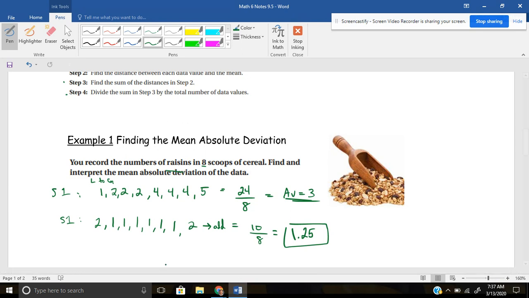So what does that mean? That means that the original data values differ from the mean, differ from my average, by an average of 1.25. And that would be 1.25 raisins. Okay.